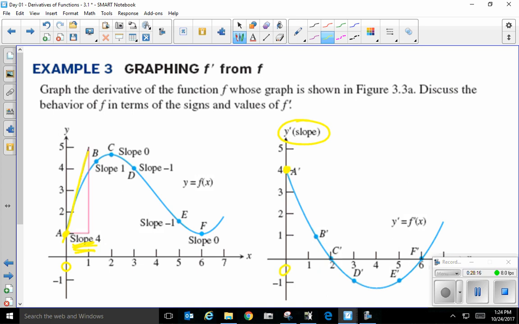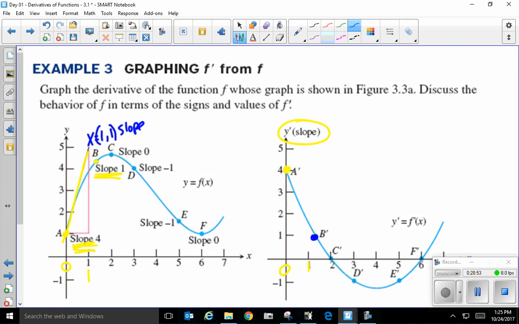So let's look at point B. When x is 1, what's the slope at B? 1. So I go to 1. Yeah, that's kind of way out. Right there. The slope is 1. You see what I'm saying? We're just plotting. The derivative becomes the y value when I graph. For example, x equals 1. The slope is 1, isn't it? This is where that's going at 1, 1 right here.